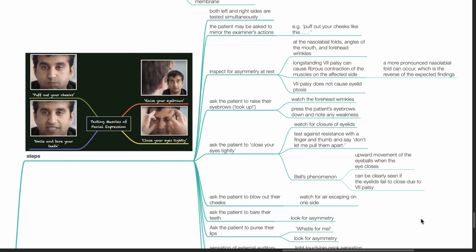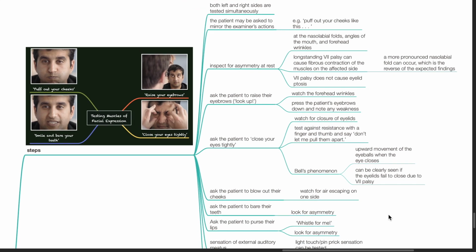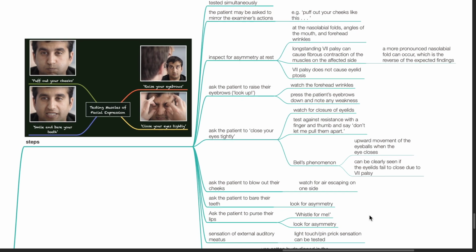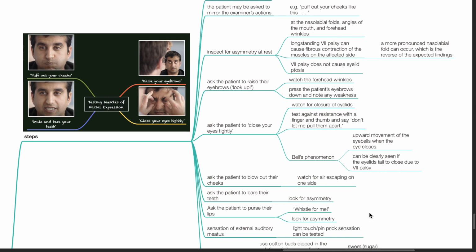Ask the patient to blow out their cheeks. Watch for air escaping on one side. Ask the patient to bare their teeth and look for asymmetry. Ask the patient to purse their lips and look for asymmetry. Sensation of the external auditory meatus can be tested by light touch and pinprick.